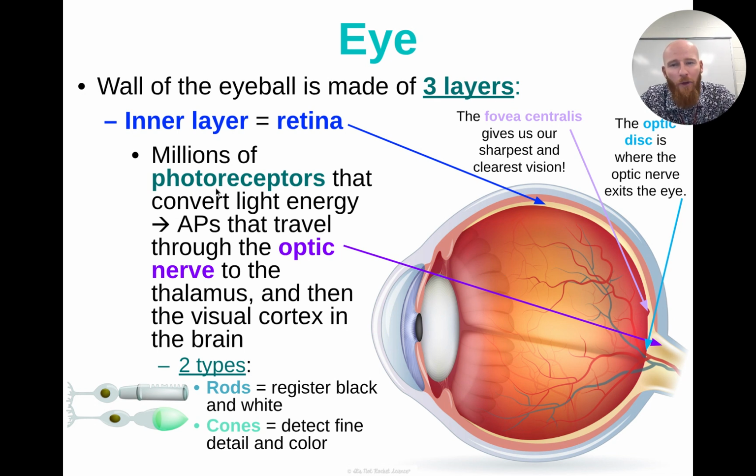And then those photoreceptors, there's two kinds. This is very important. You have rods, which are black and white. So rods are for black and white. They can basically be attributed to day or night. And then you have cones, which are specific to detecting fine details and color within your environment. So rods are black and white. Cones are there for our color spectrum.